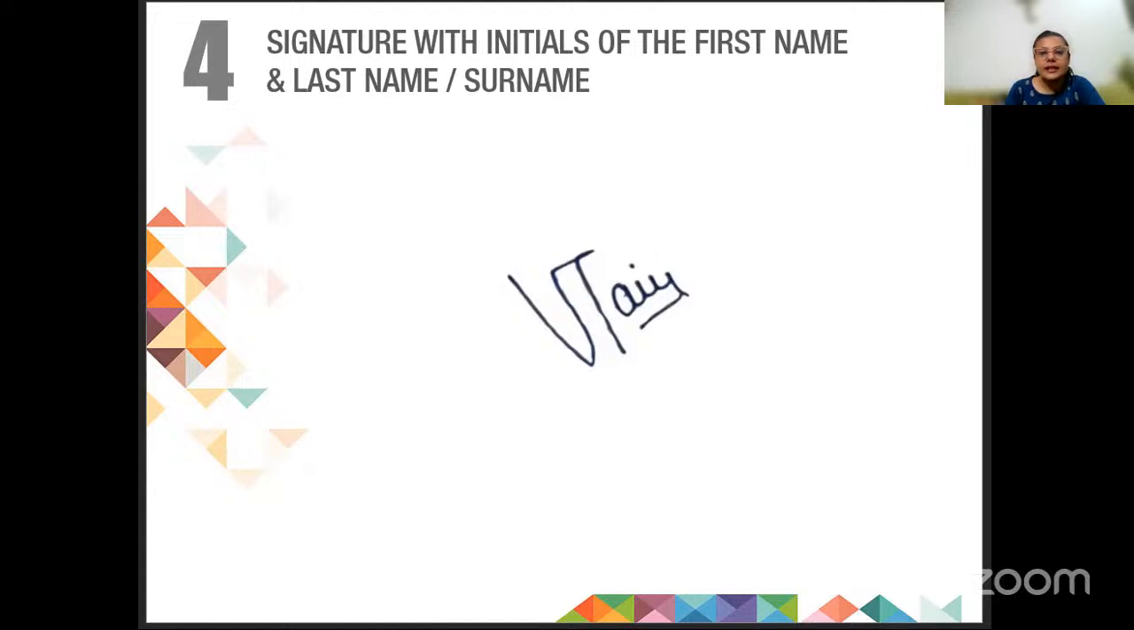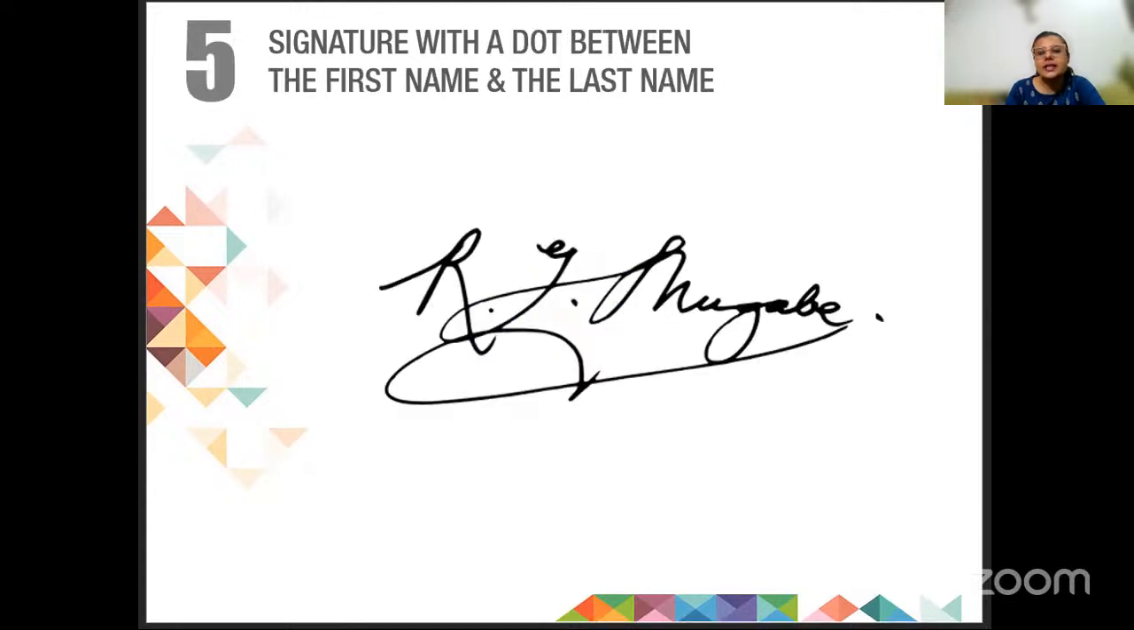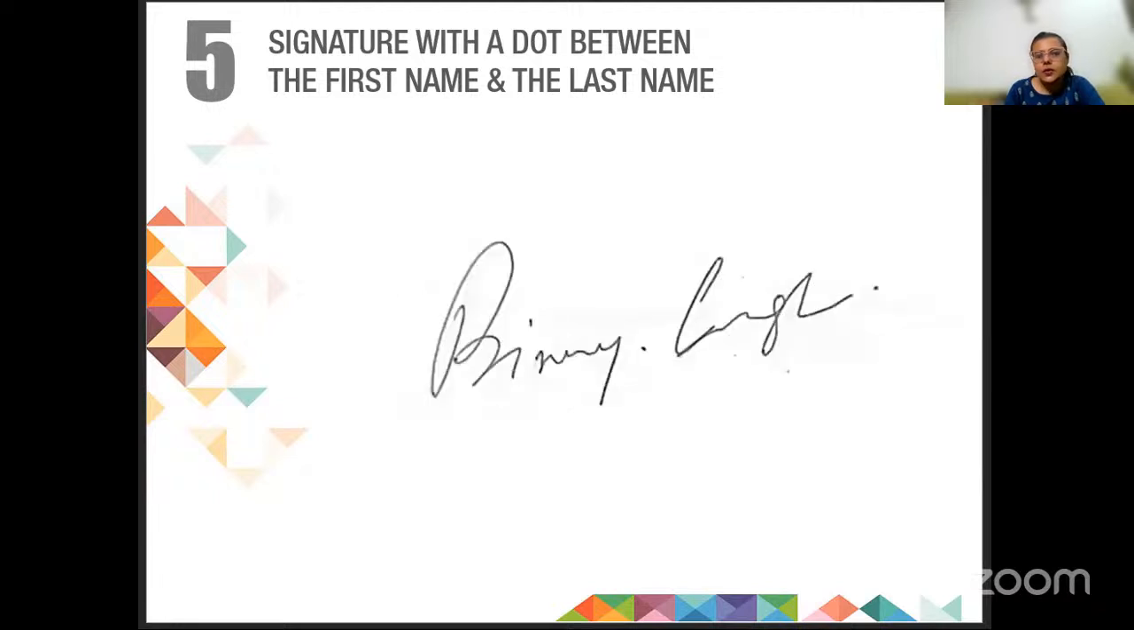Now we understand the next signature, that is signature with a dot between the first name and the last name. Can you see R dot G dot and the surname is written? One more example of it, this also has two dots between the name. A full stop means a period. Whenever we write a sentence we keep a full stop, that this whole sentence is completed. So it shows a period in your life.